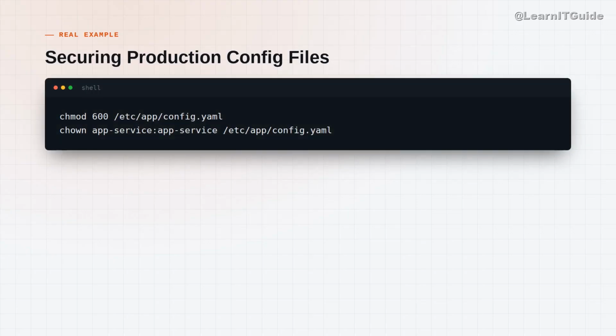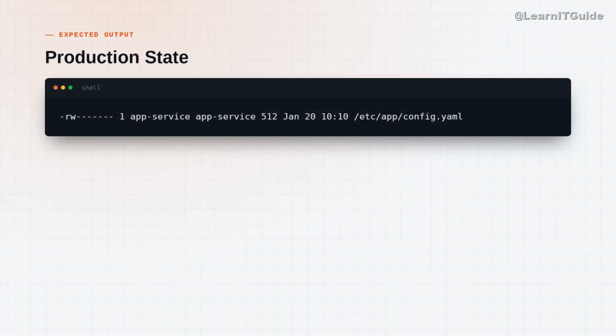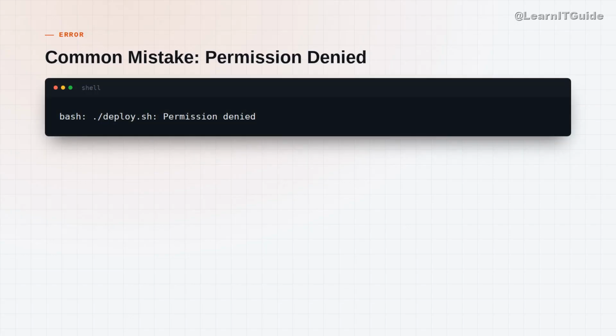In production, you never use 777. For a sensitive config file, use 600. This ensures only the application service user can read the secret and no one else, not even the group, can touch it. This is the ideal state. No permissions for others. No permissions for the group. Just the owner. If you see this error, it means the execute bit is missing. It is the most common mistake for new engineers. The fix is simple. You just add the +x flag to the file. This tells the kernel that this file is allowed to be executed as a program.